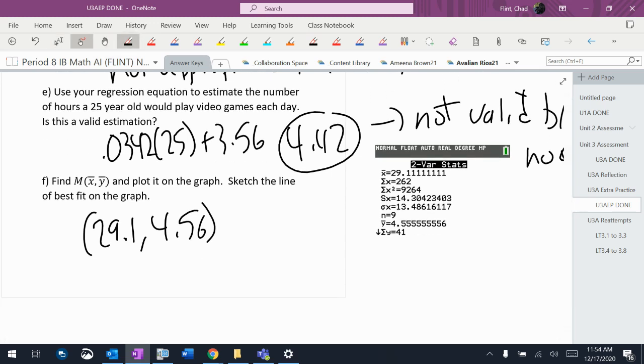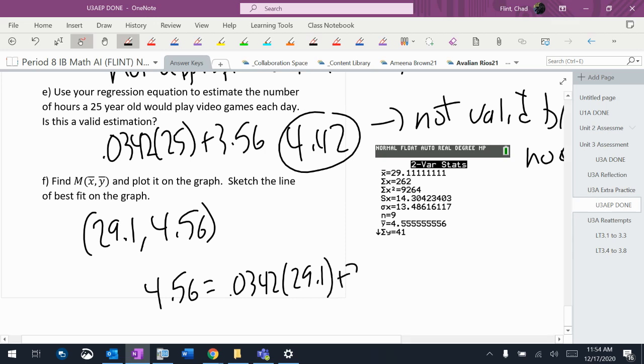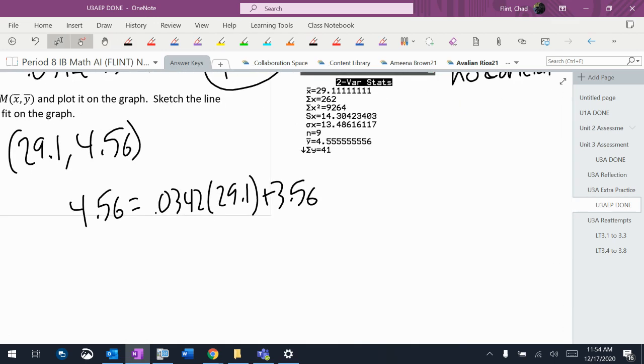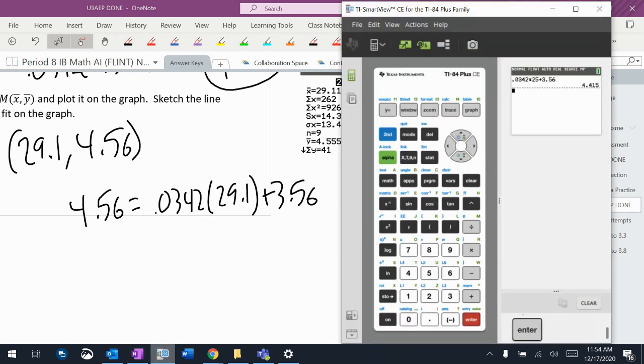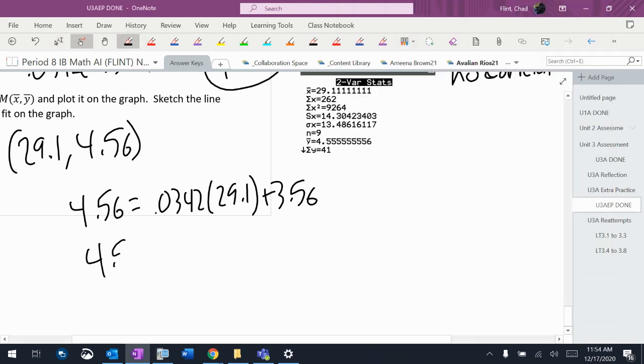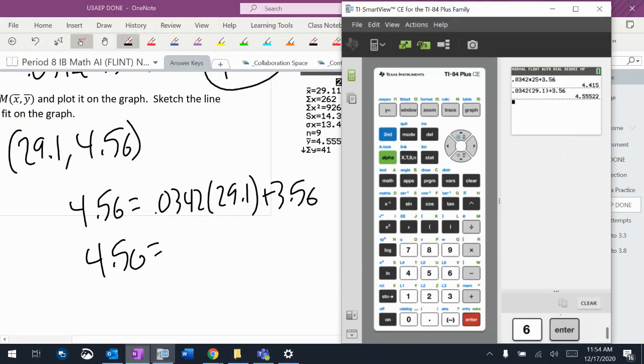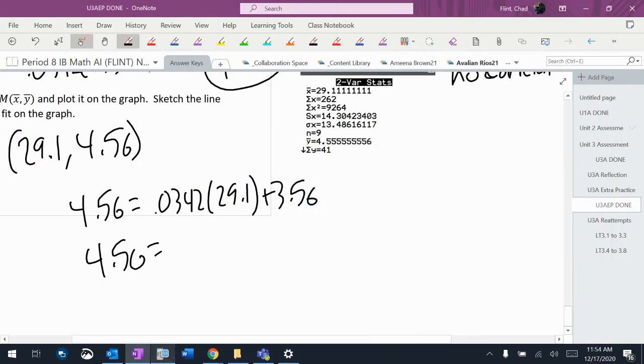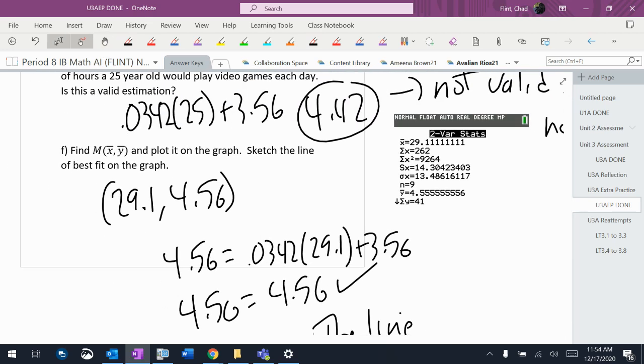You would then take that and you go 4.56 equals 0.0342 times 29.1 plus 3.56, and you plug that in. Now again, I rounded that. We already did one of these earlier, but I rounded a bunch of those things, and so it's not going to come out to be exact. 0.0342 times 29.1 plus 3.56 gives me 4.56 equals 4.56. Okay. Oh, it didn't even say to do that.